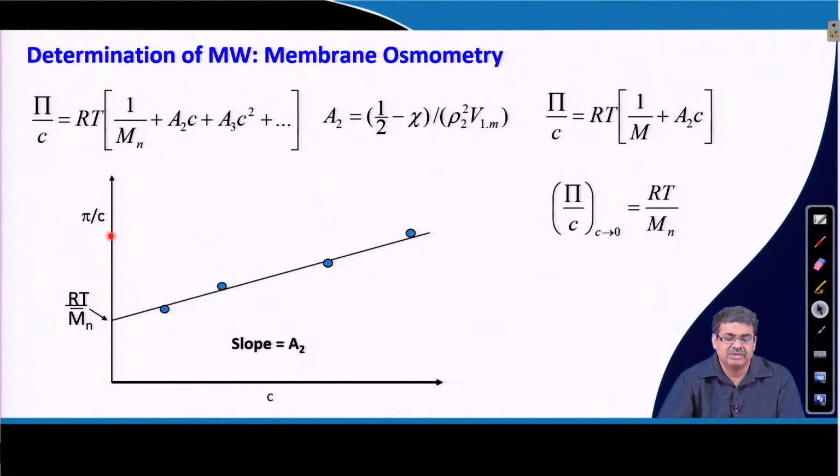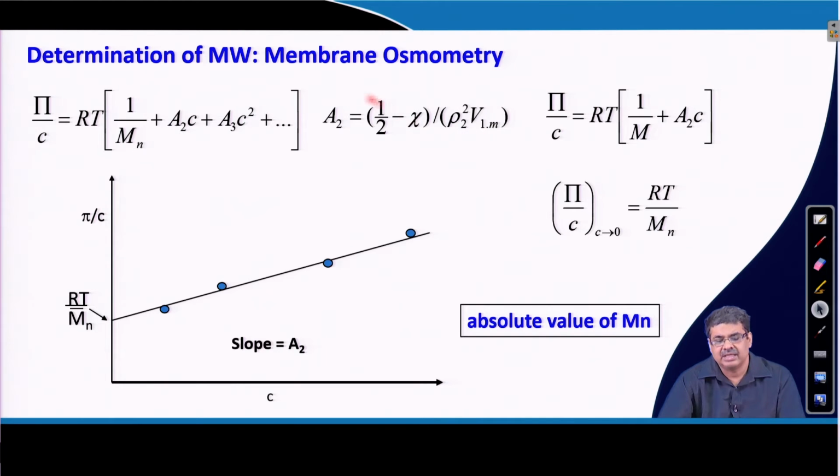So, what we need to do? We need to make a few solutions of known concentration, concentration meaning mass per volume, and measure osmotic pressure for each of these solutions, and then plot pi by C with concentration, and from the intercept we can get the number average molecular weight, and from the slope we can get this second virial coefficient from which we can get the polymer solvent interaction parameter as well.